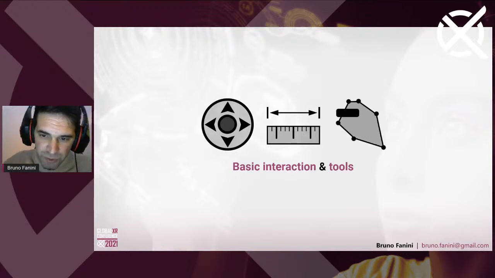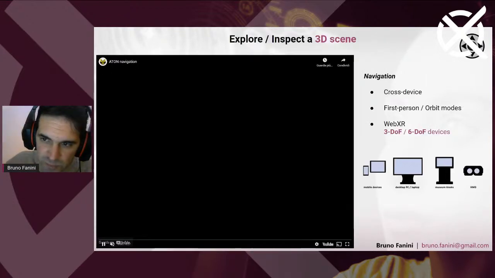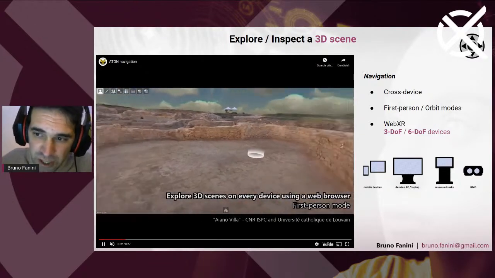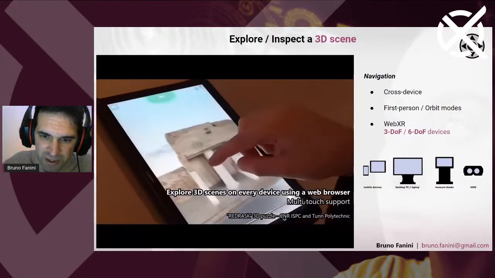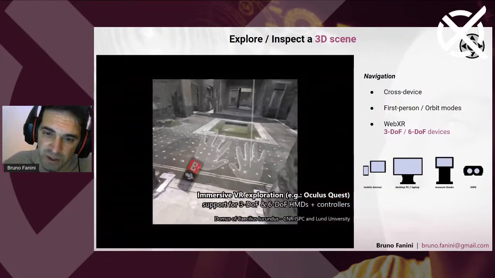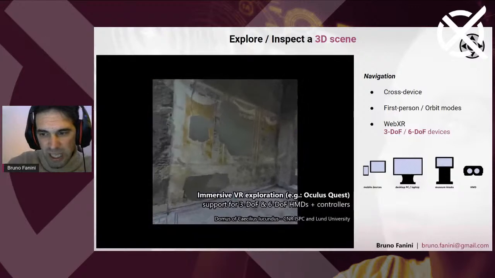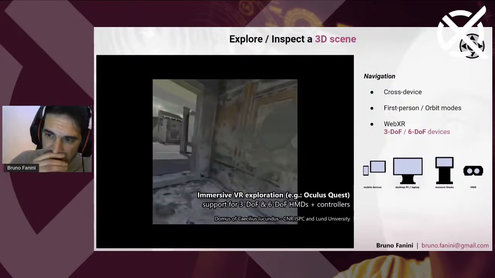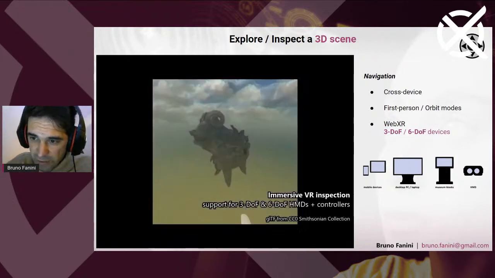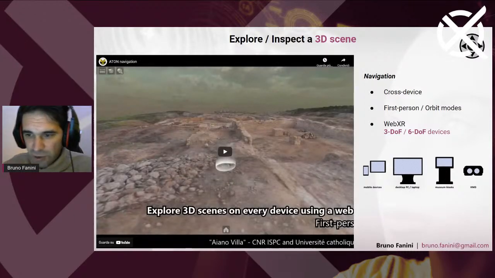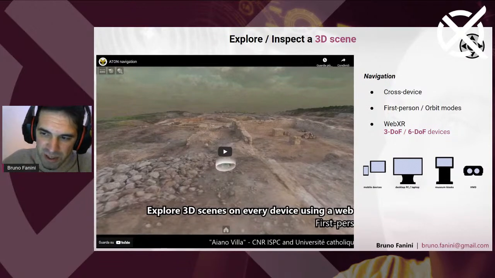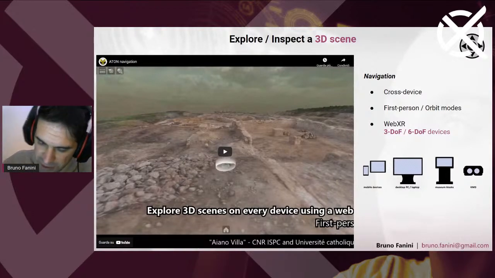Let's have a quick look at the basic interaction that you have built into the framework and tools. Especially for navigation, of course, there are already built-in interaction models, as you can see here in the video. The navigation system is, of course, cross-device, so it automatically adapts to different devices. You have first-person navigation, orbit mode, device orientation mode, and so on. And as you can see, there is also the possibility of immersive VR exploration through WebXR. This includes also 3 degrees of freedom and 6 degrees of freedom devices.